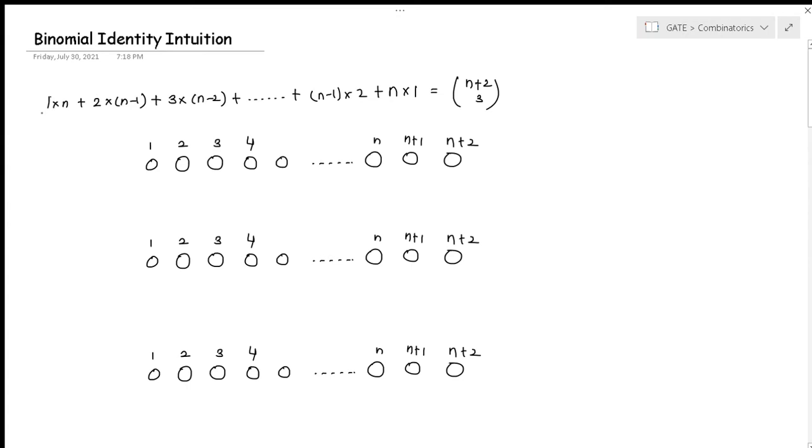So what the identity says is that 1 into n plus 2 into n minus 1 plus 3 into n minus 2, and so on and so forth, n minus 1 into 2 plus n into 1 is equivalent to that of n plus 2 C 3.